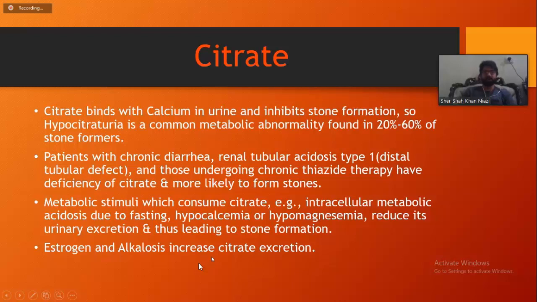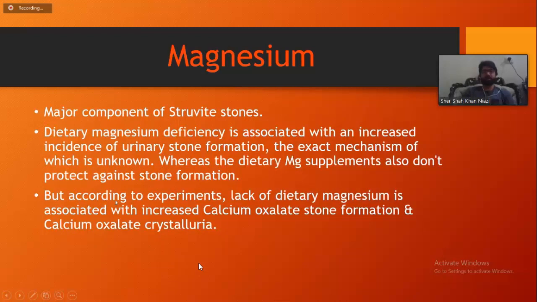Estrogen and alkalosis increase citrate excretion, so females are less prone to urinary stones because of their higher levels. Magnesium is a major component of struvite stones. Dietary magnesium deficiency is associated with an increased incidence of urinary stone formation. The exact mechanism is not known, whereas dietary magnesium supplements also don't protect against stone formation. So it's quite vague to say that magnesium is involved in this process. But according to experiments, lack of dietary magnesium is associated with increased calcium oxalate stone formation and calcium oxalate urea. So it is associated with other types of stone formation.